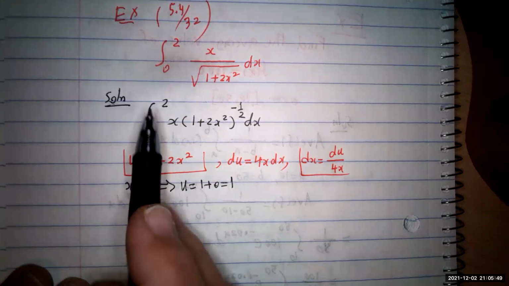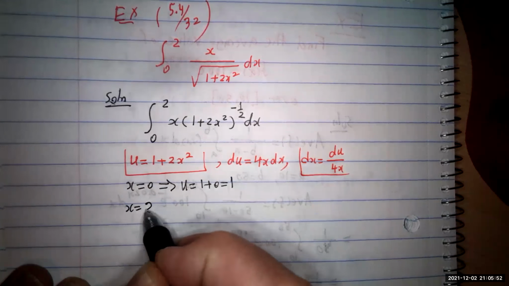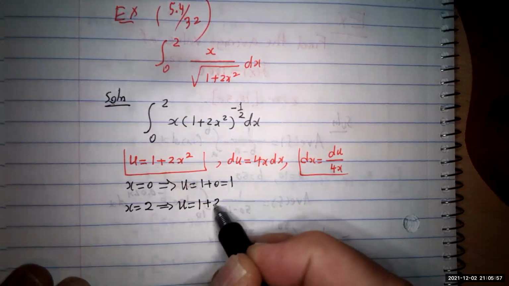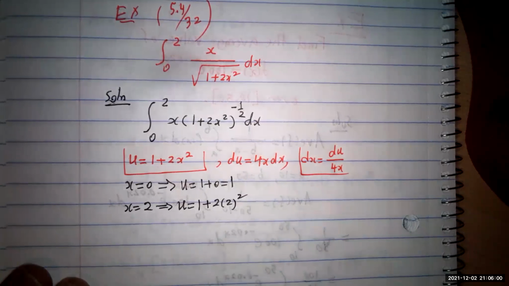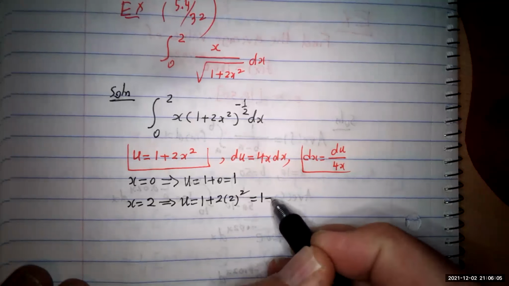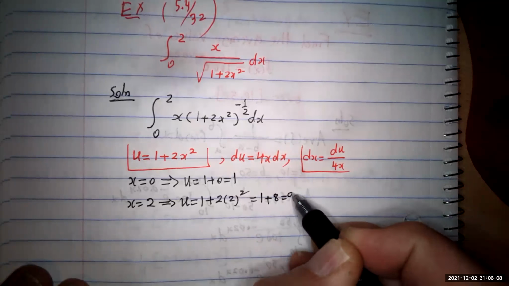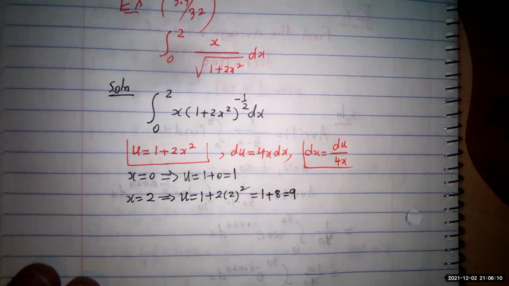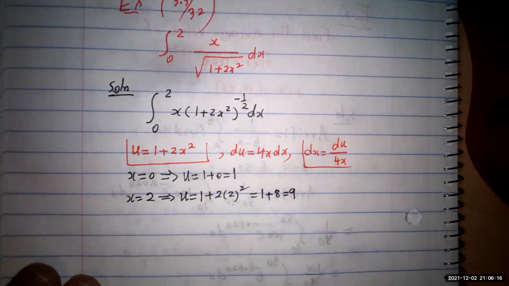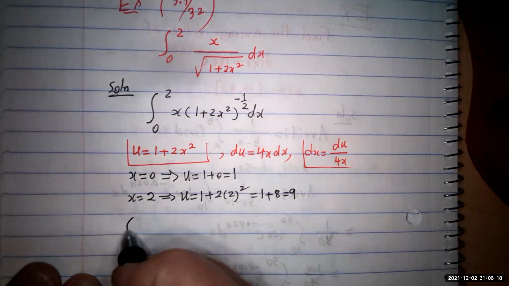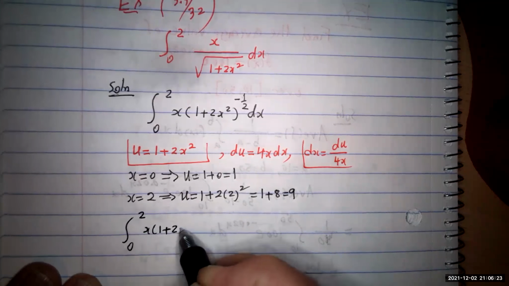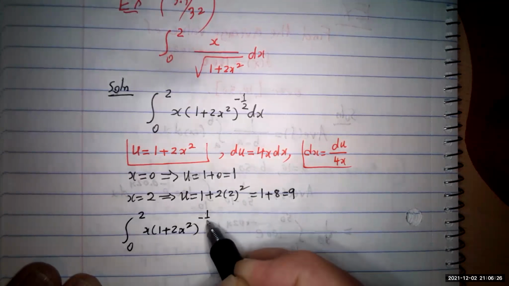And when x is equal to 2, we get the u. So what's going to be your u? It's going to be 1 plus 2 times 2 squared. 2 squared would be 4, 4 times 2 would be 8. So that gives you 1 plus 8, which is equal to 9. So this is the integral from 0 to 2, and you change the x into the u. So what is going to be the result? This is the integral from 0 to 2 of x times (1 plus 2x squared) to the negative half dx.